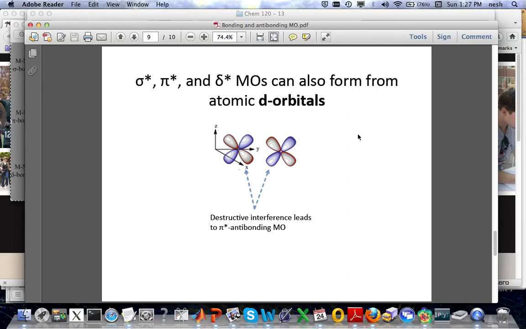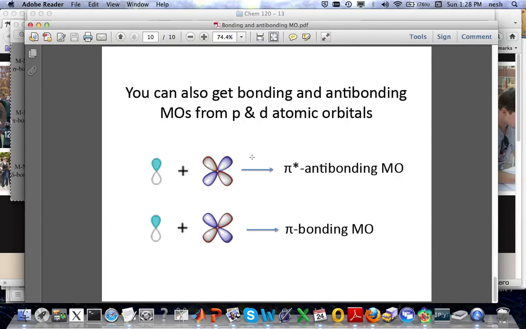What's missing from the previous slide are antibonding orbitals, but you can well imagine that if you line up two d orbitals in a way that there is not constructive interference, it's destructive interference, then what do we have? We have a pi star antibonding MO that happened from the overlap of d orbitals. And the last little bit of the story is we don't have to just interact d orbitals with d orbitals or p with p.